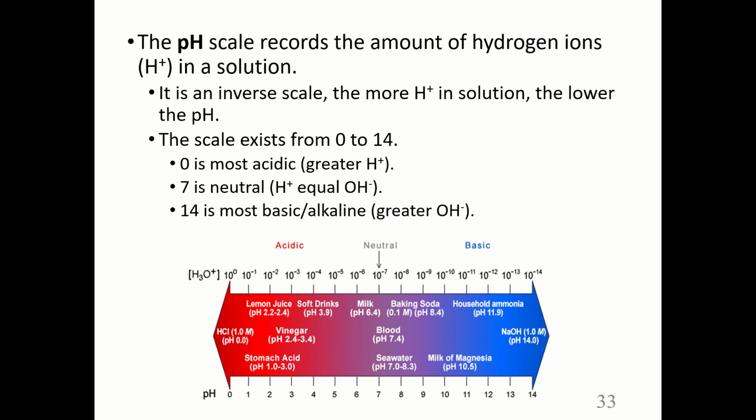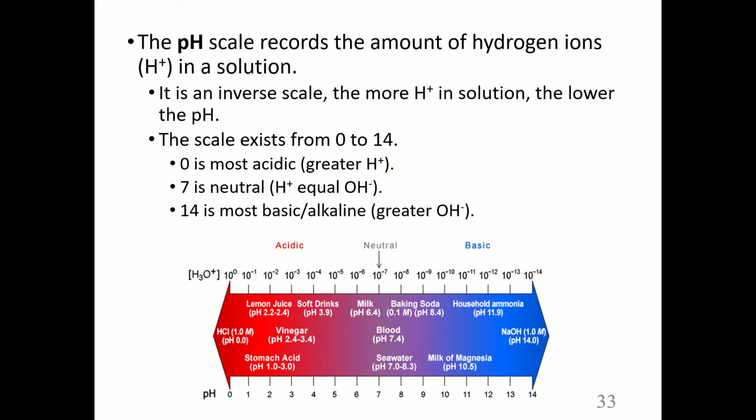The pH scale records the amount of hydrogen ions in a solution. It is an inverse scale. Therefore, the more hydrogen ions in the solution, the lower the pH. And the lower the pH, the more acidic the solution will be. The scale exists from 0 to 14. 0 is the most acidic. It has the most hydrogen ions that it can possibly have.